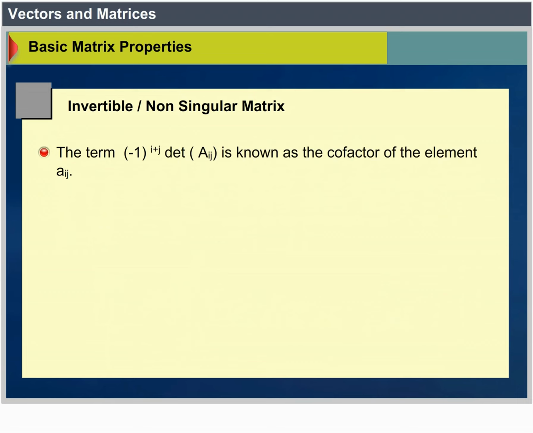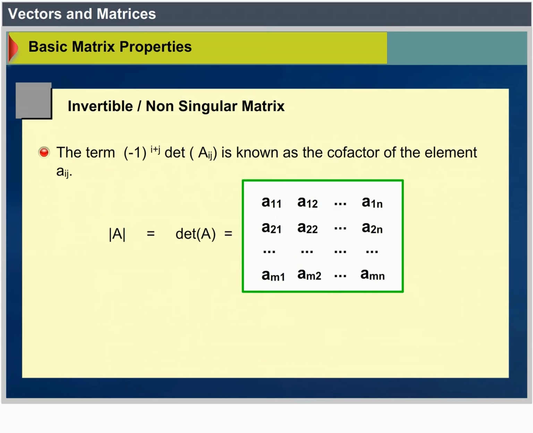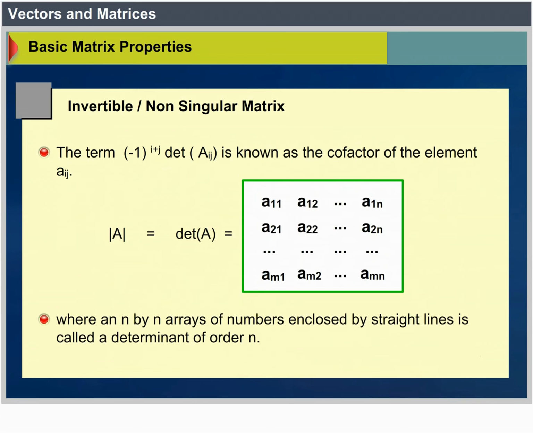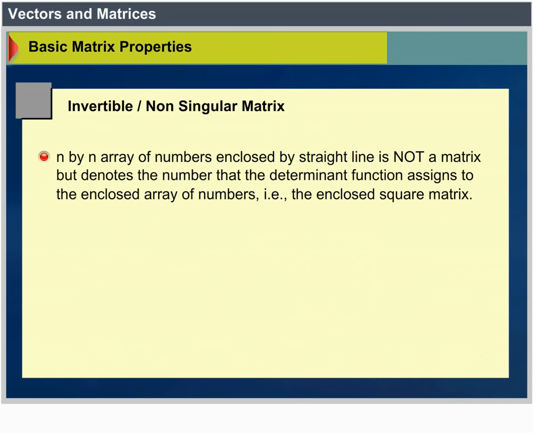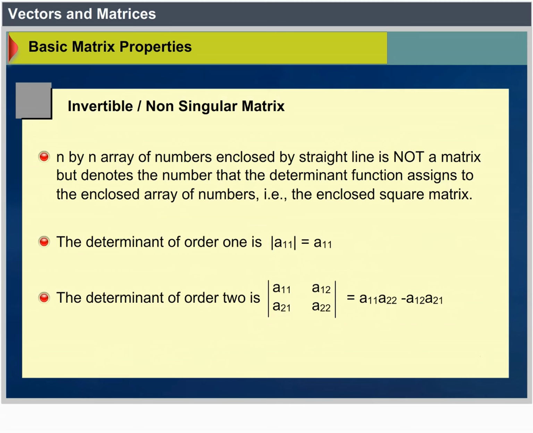Modulus of A, the determinant of A, is shown here, where an n by n array of numbers enclosed by straight lines is called a determinant of order n. An n by n array of numbers enclosed by straight lines is not a matrix but denotes the number that the determinant function assigns to the enclosed array of numbers, that is, the enclosed square matrix. The determinant of order 1 is |A11| = A11. The determinant of order 2 is shown here. The determinant of order 3 is shown here.